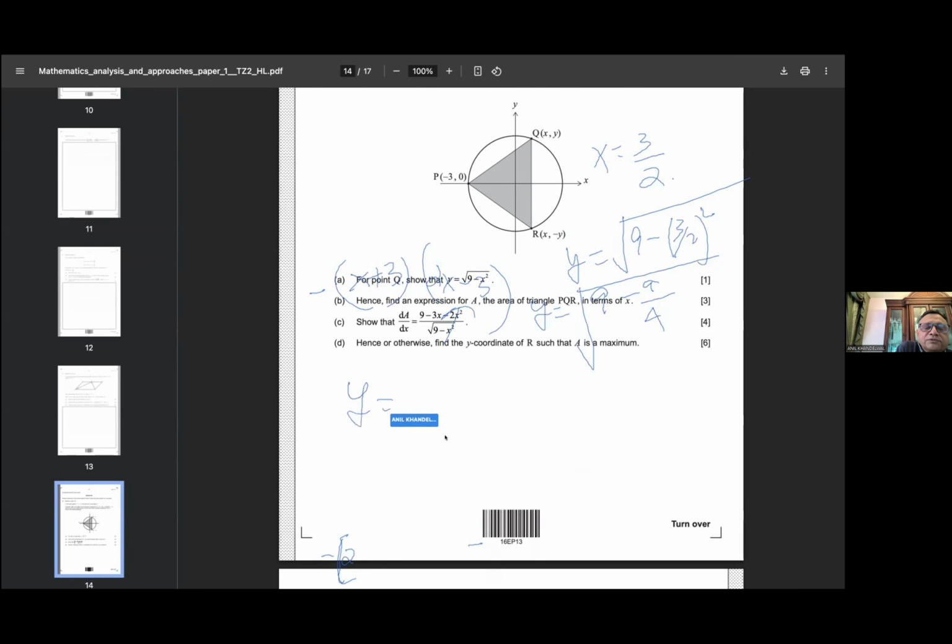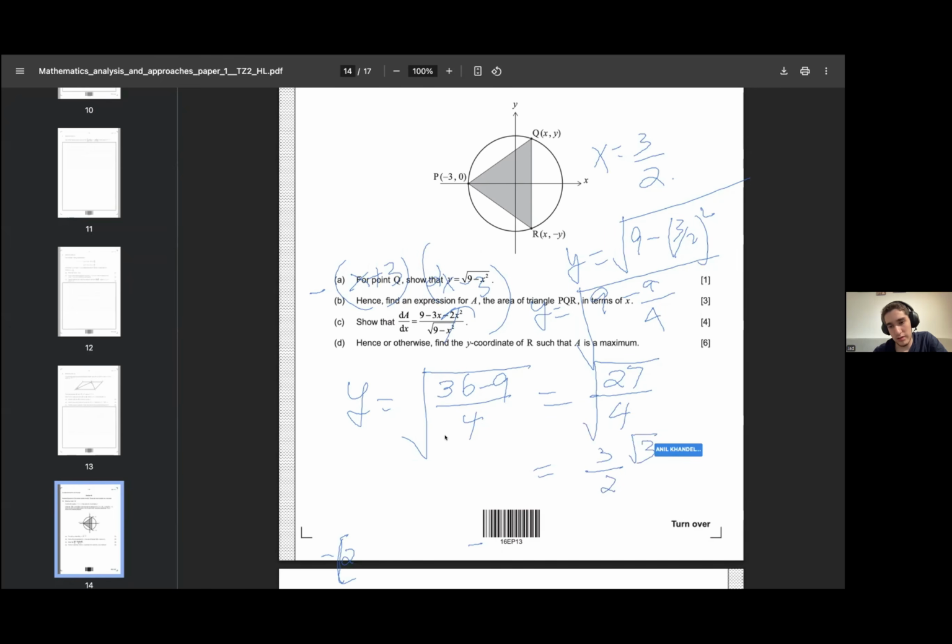So the y value is equal to the square root of 9 times 4, 36, minus 9, 4, which is 25. No, no, not 25. If I take away 10, then it is 26, 9 is 27. And then divide by 4 on 4. So this is 9, 3 by 2 and square root 3. Yeah, that is what I was getting earlier. So that is the value of y.